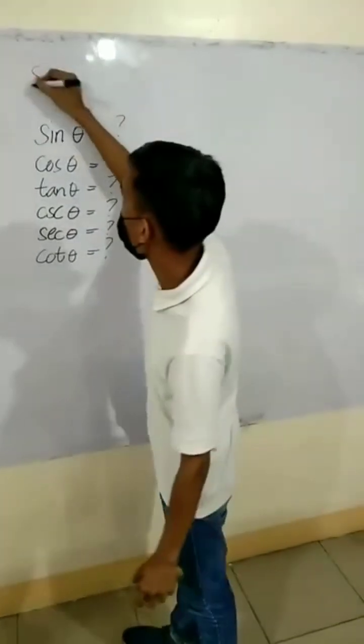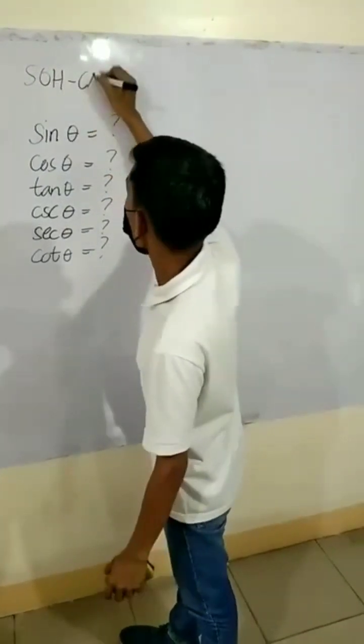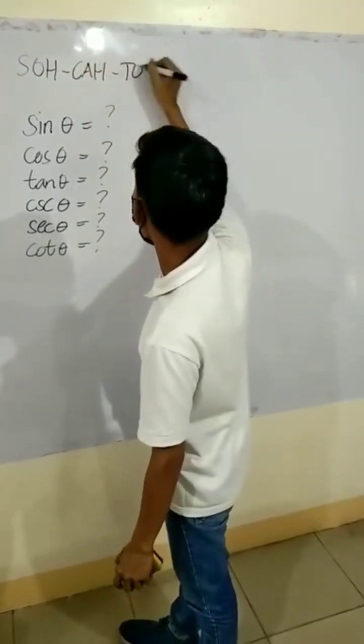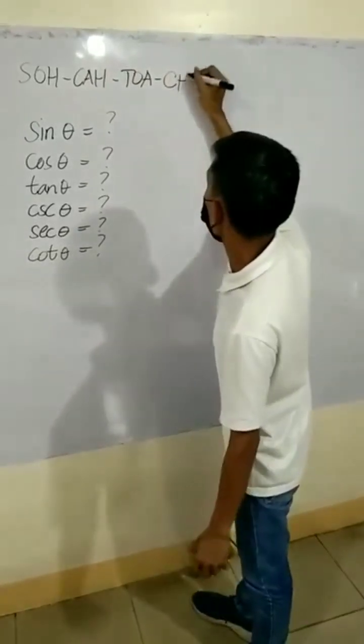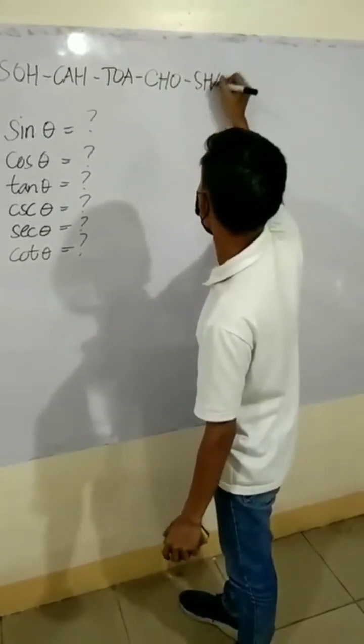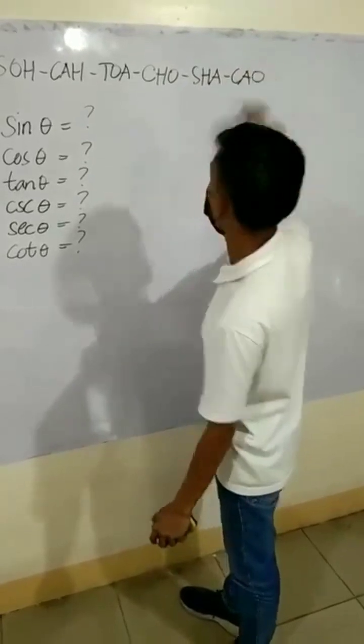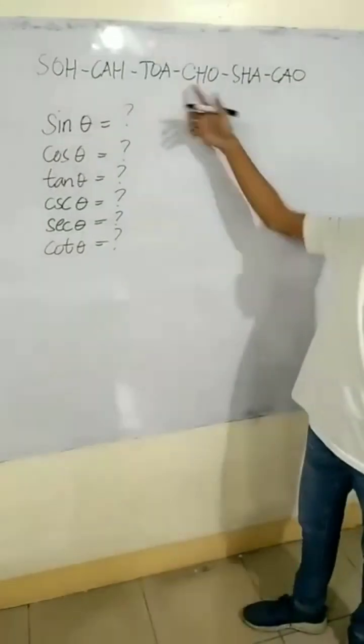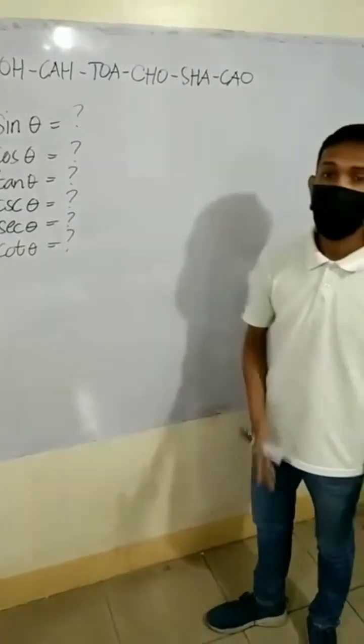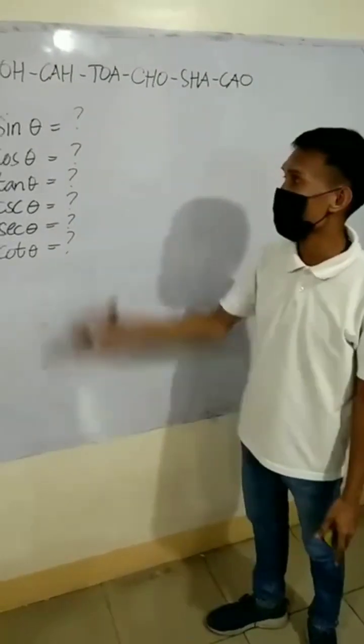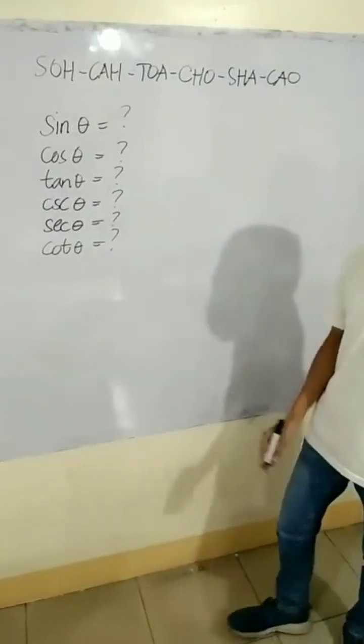And that is the SOH-CAH-TOA, SOH-CAH-TOA again, SOH-CAH-TOA. That is a mnemonic for you to memorize or familiarize the 6 trigonometric ratios.